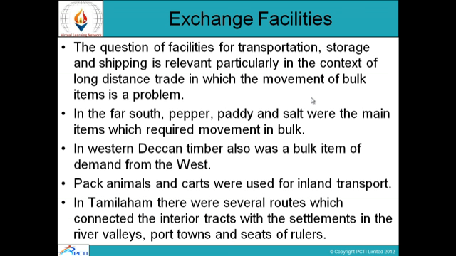So, pack animals and carts were used for inland transport, and in the Western Deccan, timber was also a bulk item of demand from the west. Pepper, paddy, and salt were the main items which required movement in bulk. And there were also several routes which connected the interior as well as the river valleys.